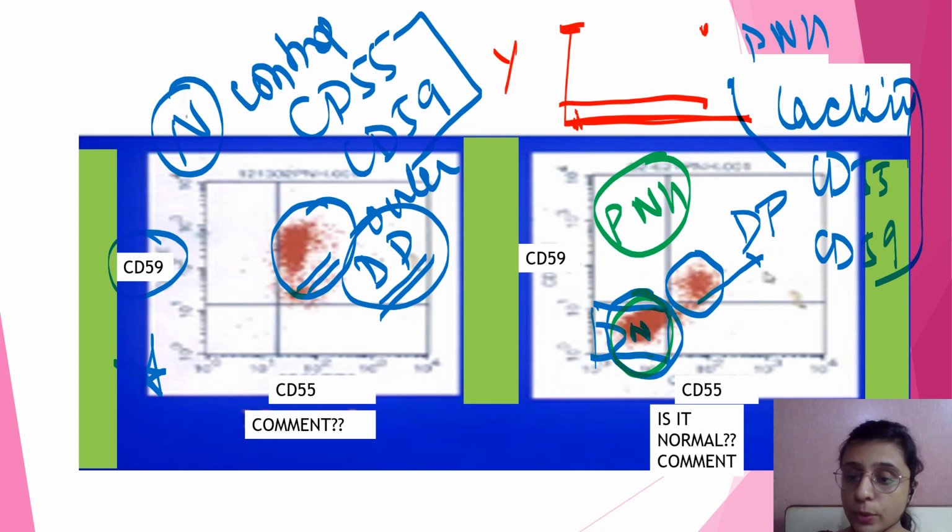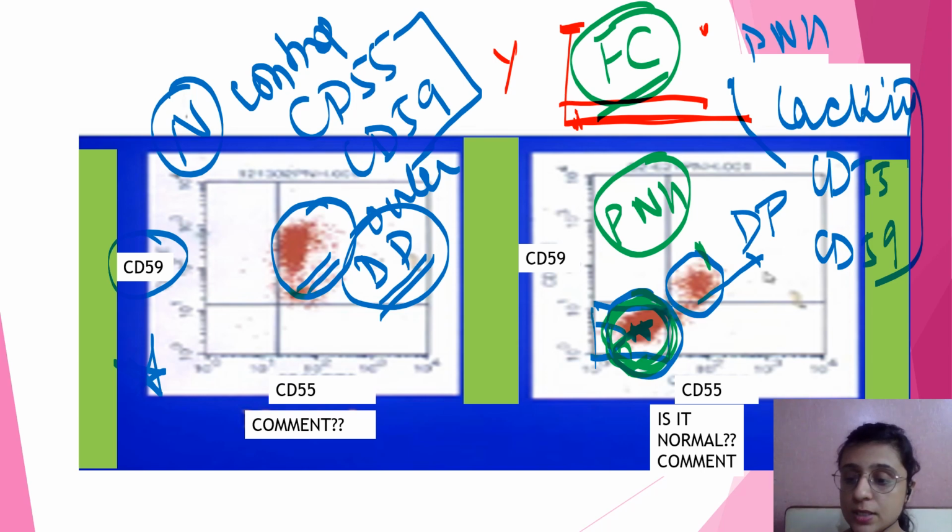Can you see the dual population, population number 1 and population number 2? In population number 1, few of the RBCs are present in the outermost double positive quadrant, whereas my major population is negative for both the markers. So this dual population, with few cells representing the normal and the major population representing the deficiency of CD55 and CD59, is a very important diagnostic marker in flow cytometry.